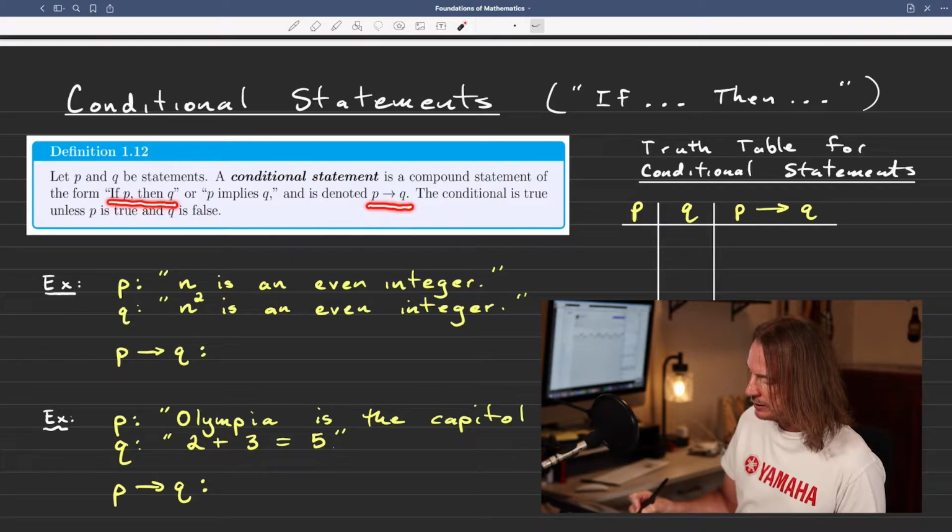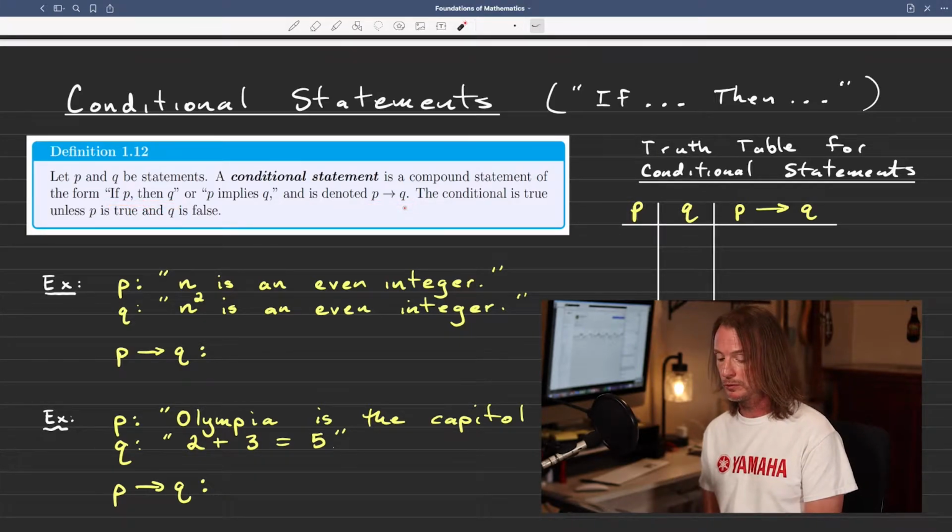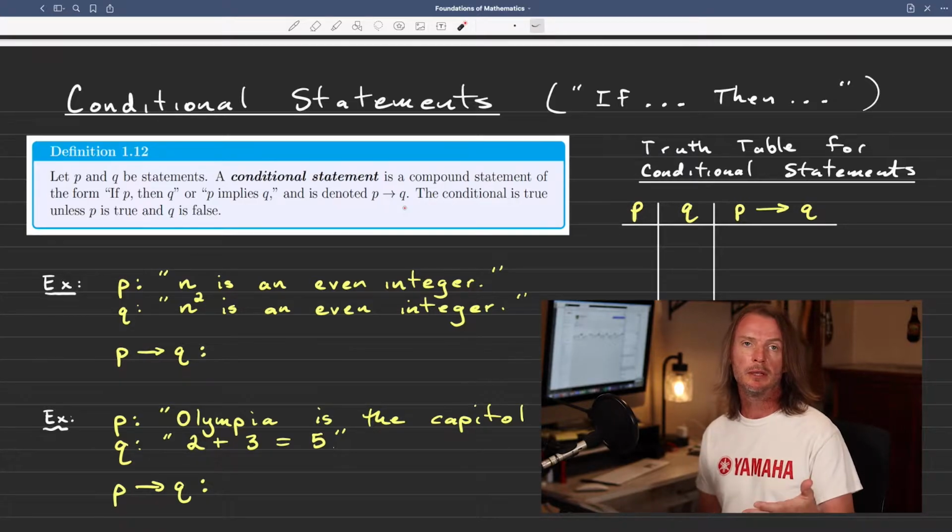And the key thing about a conditional statement is, how do you tell when it's true? Well, our convention, and it makes sense with how we ordinarily use if-then statements, is that a conditional statement is true except for the one case where P is true and Q is false.